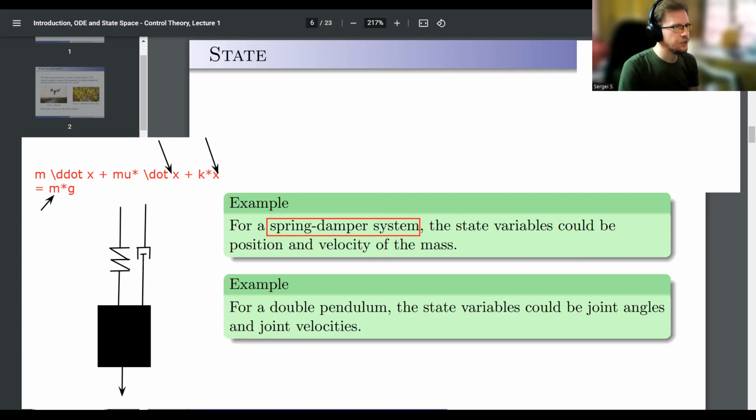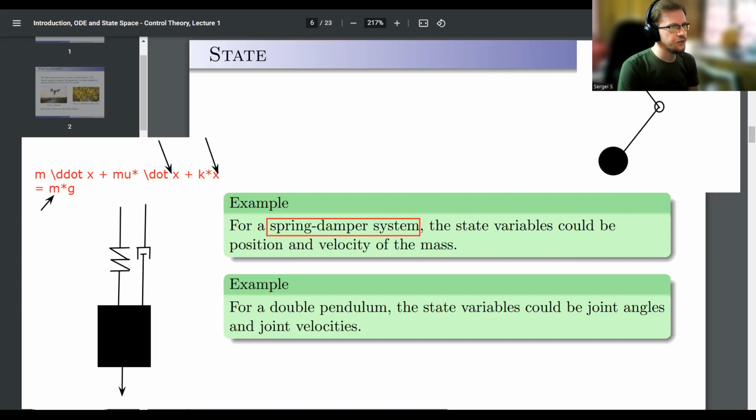But a double pendulum is basically something like this, right? We have a mass at the end of the pendulum, and we have a joint here. Okay. So for a double pendulum, the state variables could be joint angles and joint velocities.